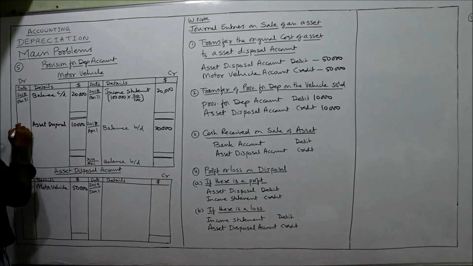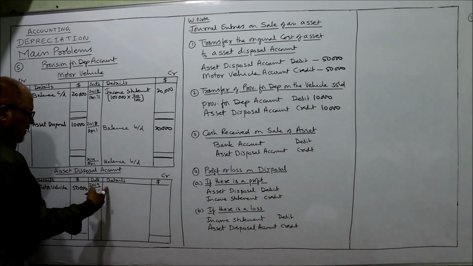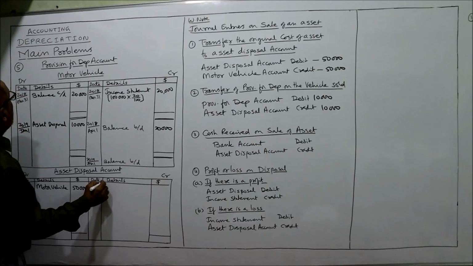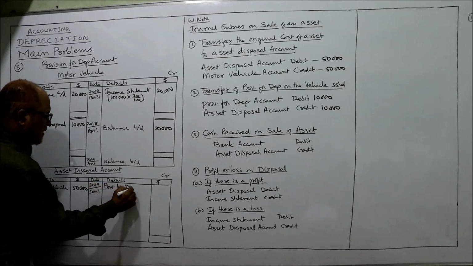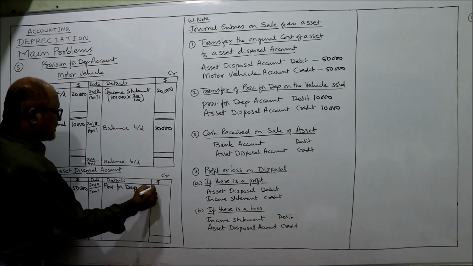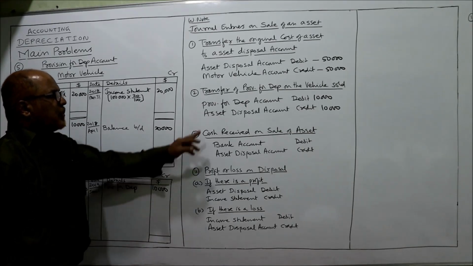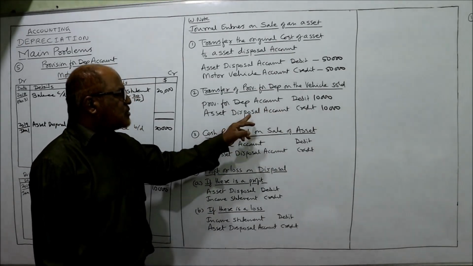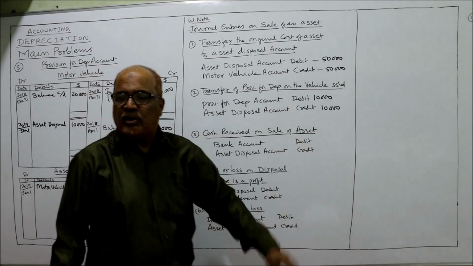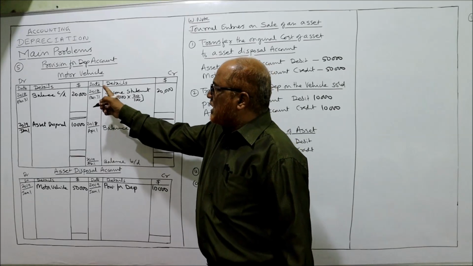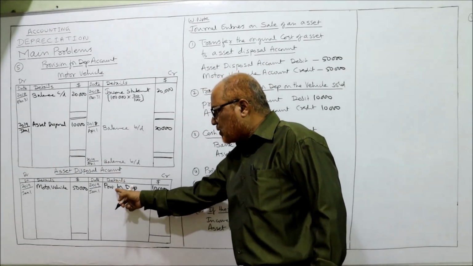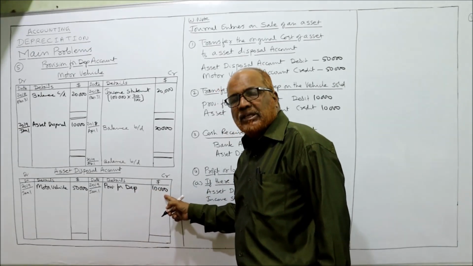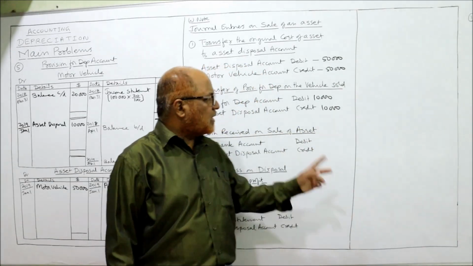$10,000. This is 2019 Jan 1st. Here also 2019, provision for depreciation, that is 10,000. So here provision for depreciation should be debited, asset disposal should be credited. So here I have taken provision for depreciation on the debit side and asset disposal account on the credit side, provision for depreciation 10,000. So 2 entries I have completed.